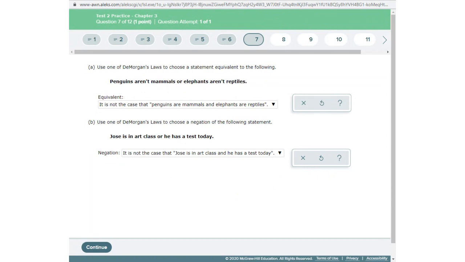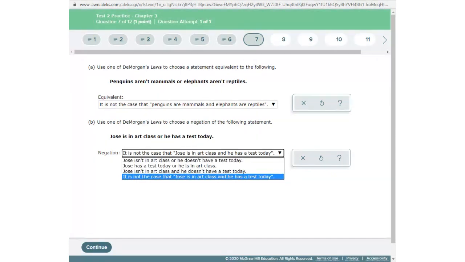because that negation changes the and to an or and an or to an and. Hold on a second. Did I mess something up? Yeah, that's it.